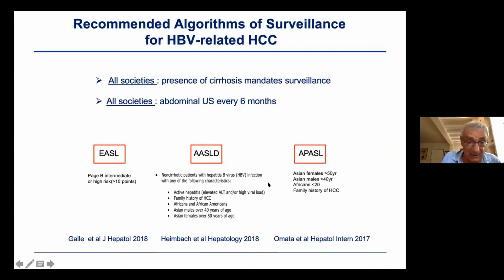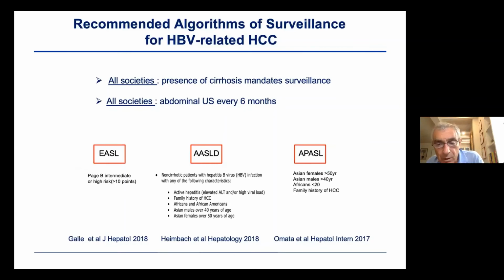The European Society (EASL), however, tell us to stratify patients according to PAGE-B. So PAGE-B intermediate and PAGE-B with high risk are those that are required to be screened. The American Society tell us that the non-cirrhotic patients with hepatitis B should undergo screening according to different criteria. So they do not take care of the predictive scores that we have discussed, but they tell us that patients with active hepatitis, elevated transaminase or high viral load, a family history of cancer, the ethnics, African or African Americans, or the Asian males over 40 and the Asian females over 50 years is the target of a screening program that again should be carried out with semi-annual intervals of abdominal ultrasound examination.